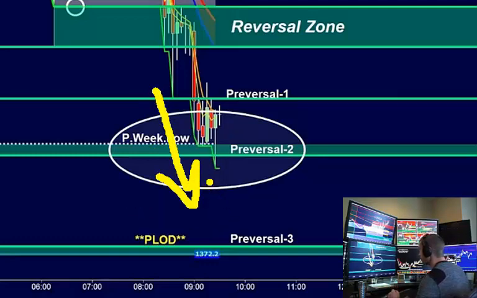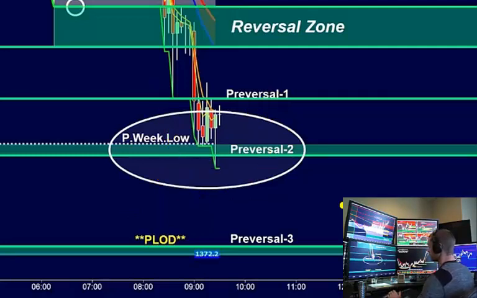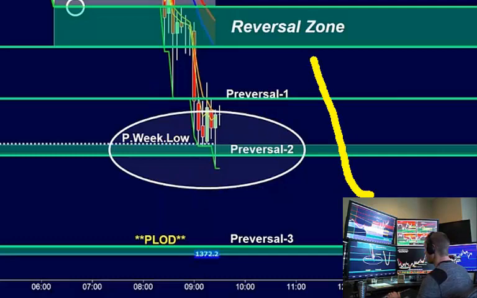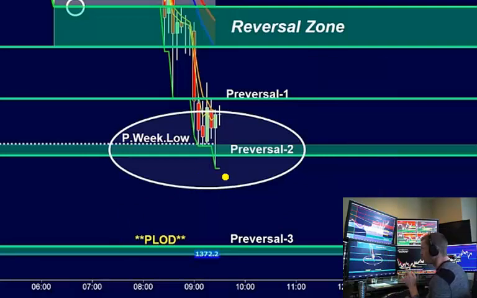The wick tells us, whoop, not so fast here, sellers. They tried and they failed. Do you see it? Everybody see that wick right there? This is the biggest clue.